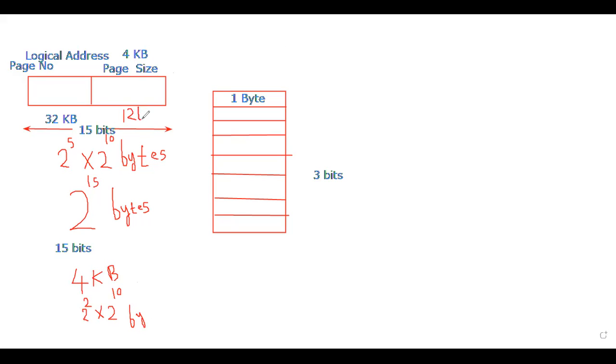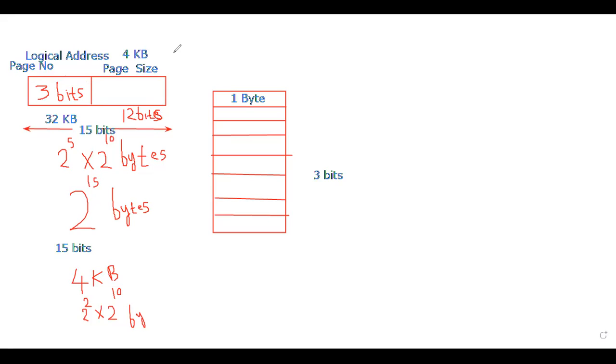Then altogether there are 15 bits, and for the page size 12 bits are required. The remaining 3 bits will be allocated for the page number. Right, now we are done with that.